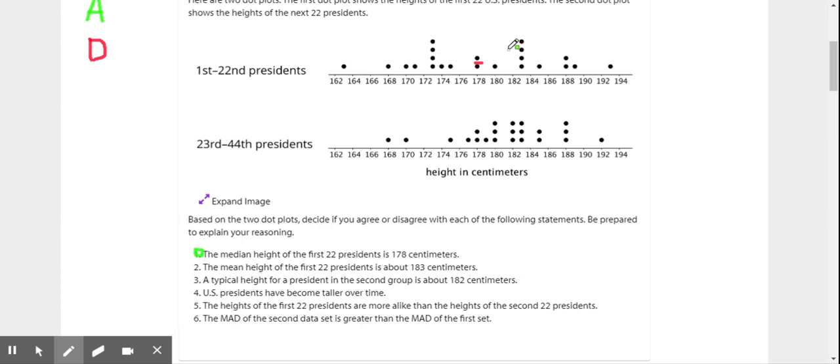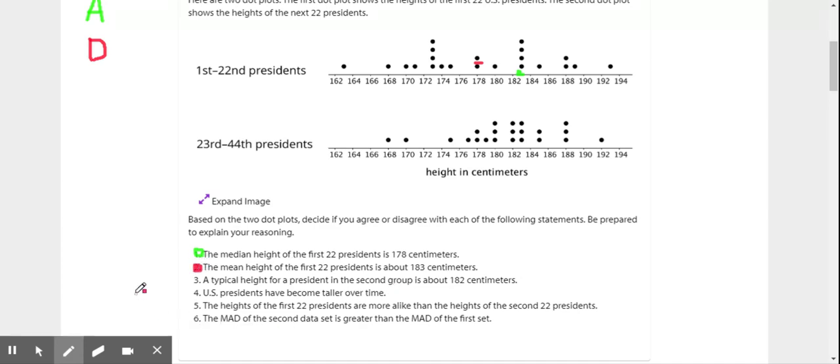I'm seeing that there's some symmetry. Okay, but then we've got some lower scores here than over here. They're saying that 183 would be the balance point, so that'd be like around here. But I'm seeing more scores in the lower range that would drag this mean down a little bit. I think that the mean would be closer to like 178. So I would disagree with this statement. I don't agree that that would be the mean.